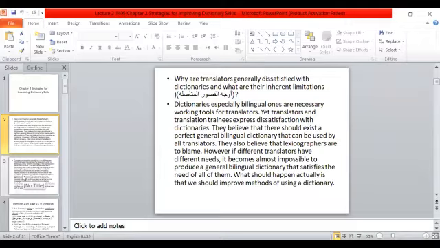Dictionaries, especially bilingual ones, are necessary working tools for translators. Yet translators and translation trainees express dissatisfaction with dictionaries. They believe that there should exist a perfect general bilingual dictionary that can be used by all translators. They also believe that lexicographers are to blame. However, if different translators have different needs, it becomes almost impossible to produce a general bilingual dictionary that satisfies the needs of all of them. What should happen actually is that we should improve methods of using a dictionary.